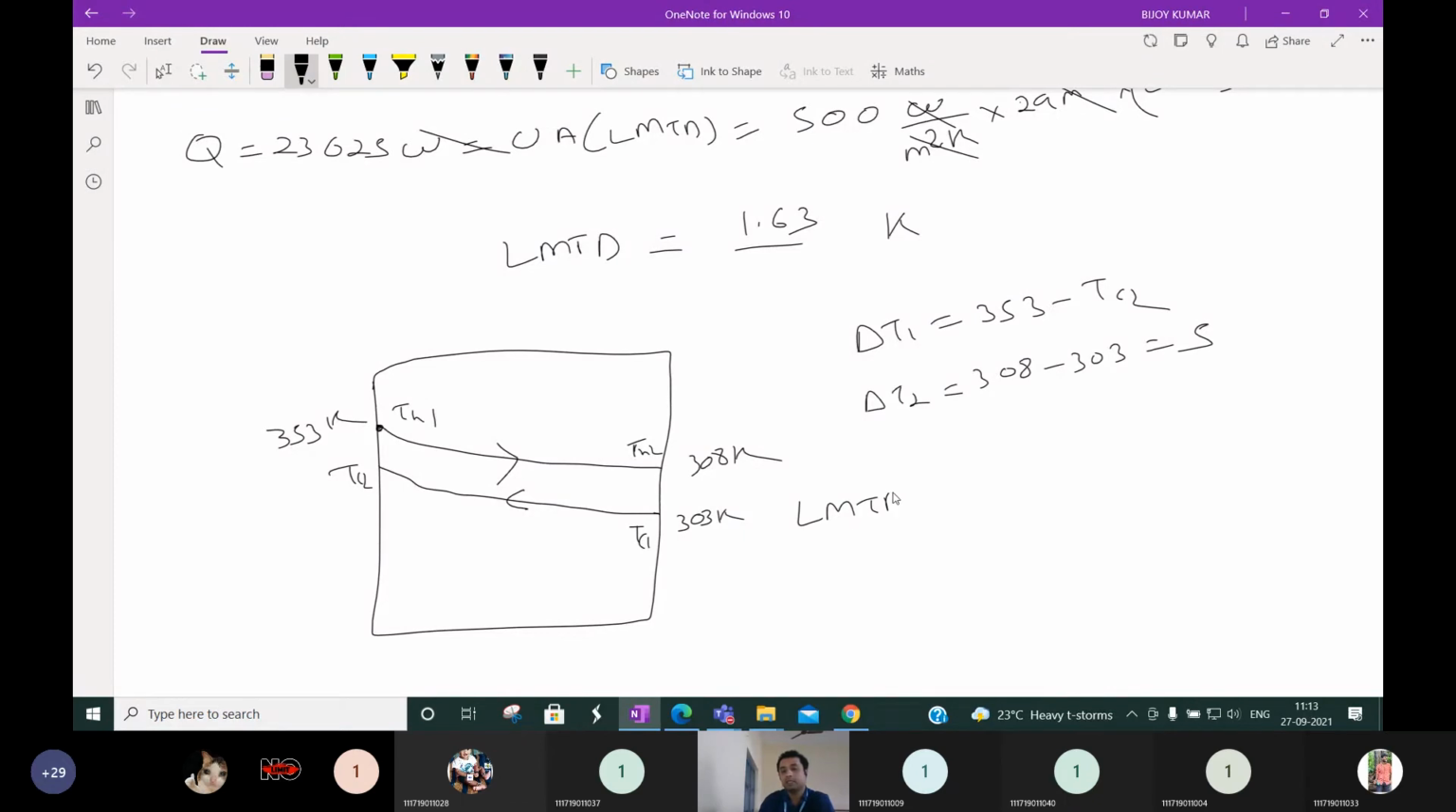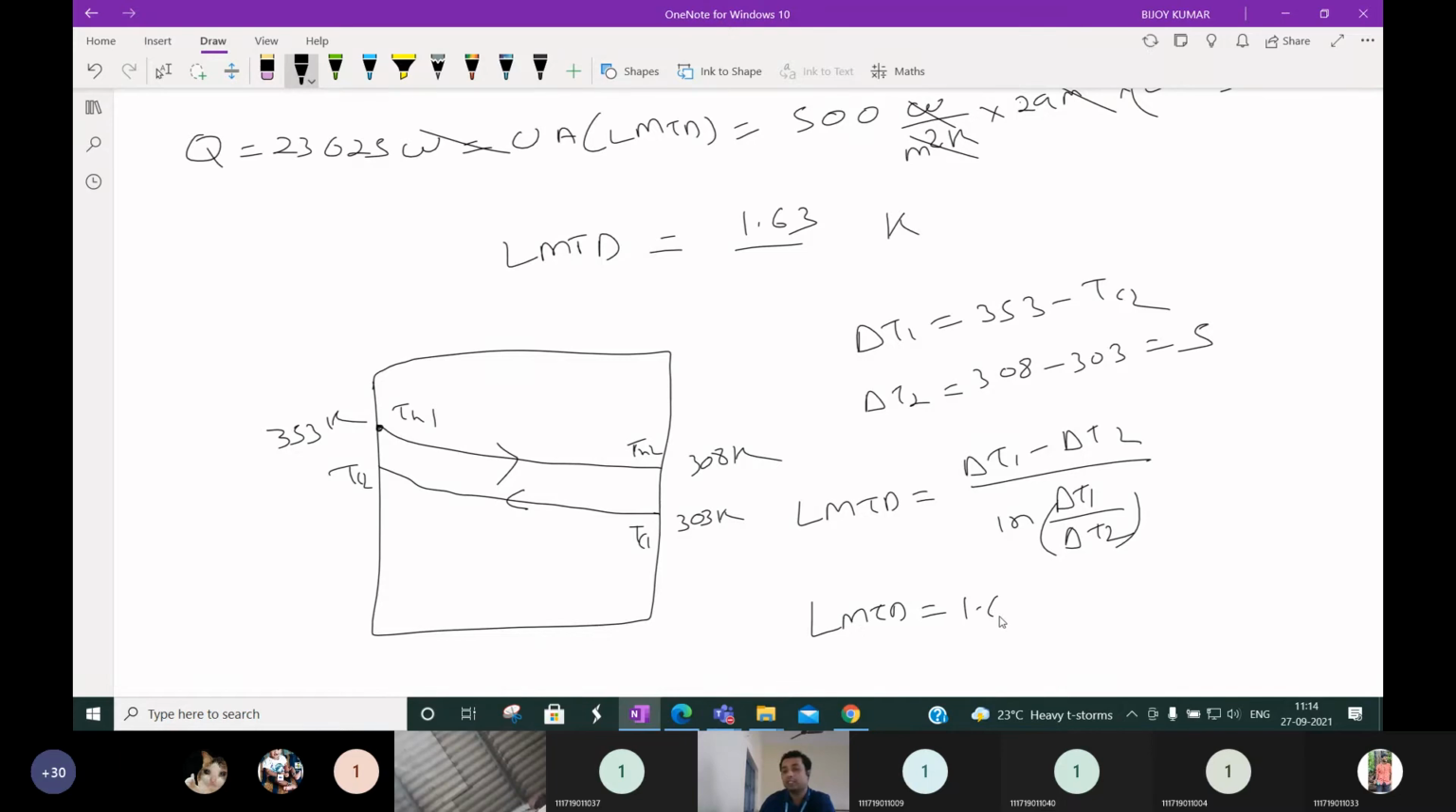Then we know that LMTD is nothing but delta T1 minus delta T2 by ln of delta T1 by delta T2, and LMTD is 1.63, which we determined in the previous case by using Q = UA LMTD. So 1.63 = delta T1, which is 353 minus TC2, minus delta T2 which is 5, by ln of (353 minus TC2) by 5. Okay.